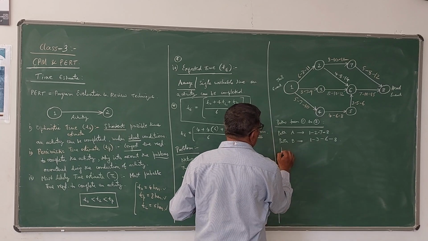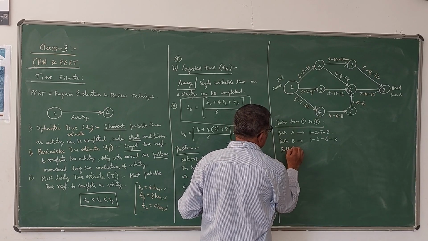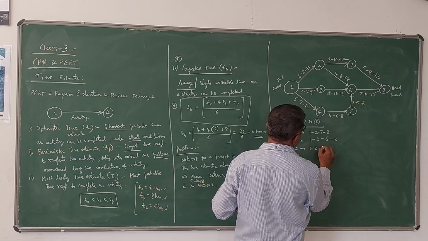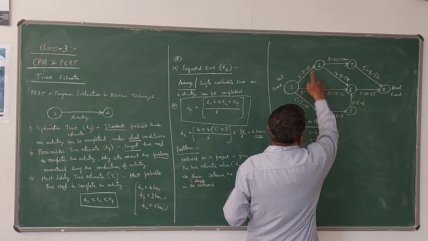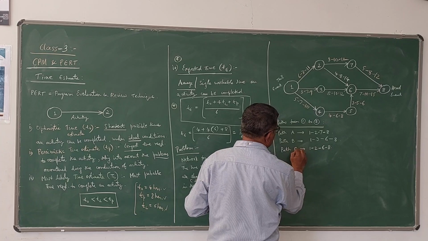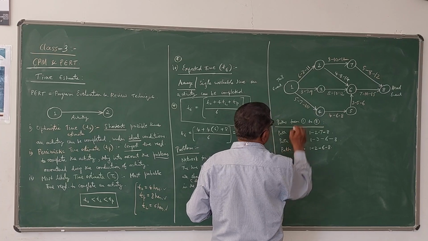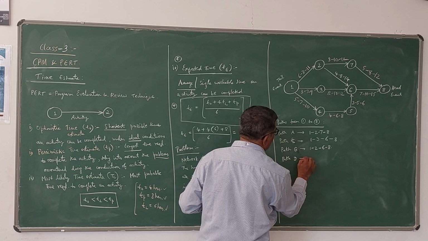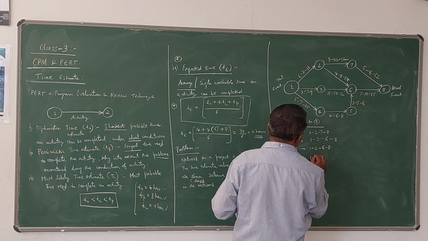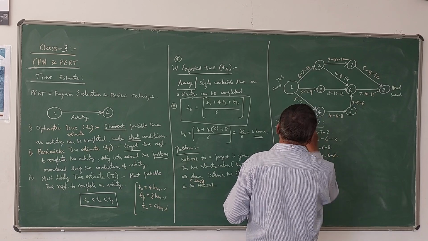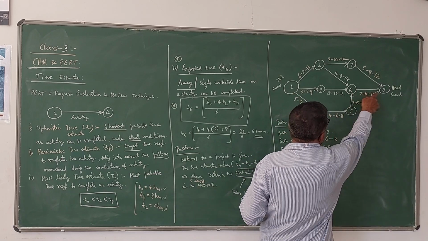Okay. Then path C: 1, 2, 6, 8. I will take this itself as B, this as C, and let us come in the order. Then path D: 1, 4, 5, 6, 8.